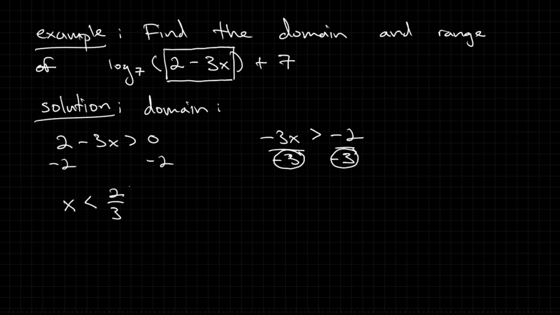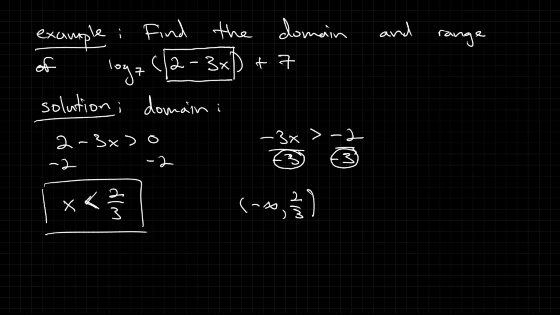So the domain is all x's less than 2/3, or in other words, in interval notation, negative infinity comma 2/3. And since it's strictly less and not less than or equal, I'm going to put a parenthesis on the 2/3. Now let's move on to the question about the range.